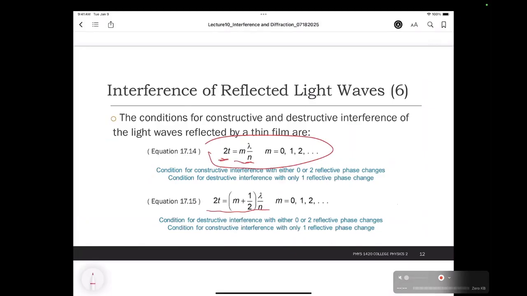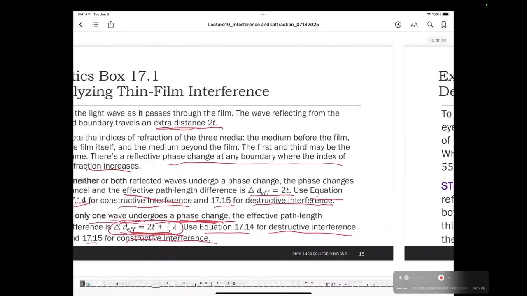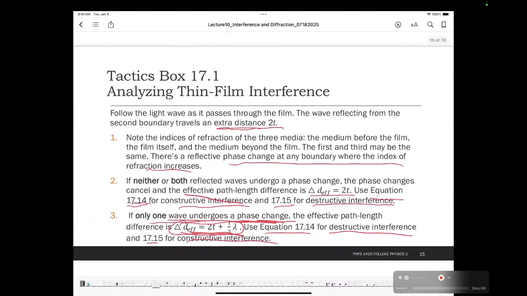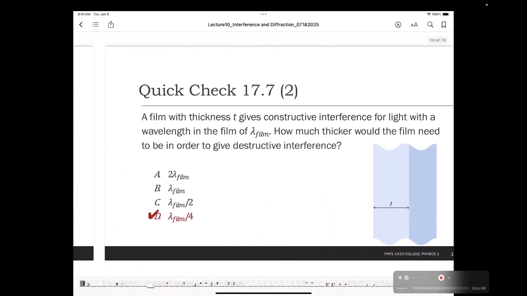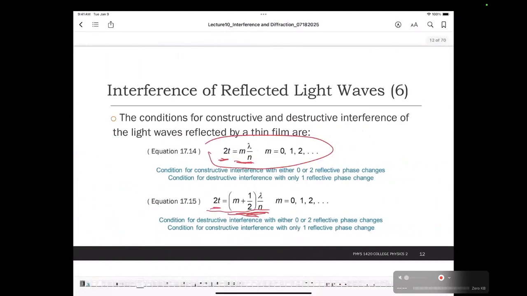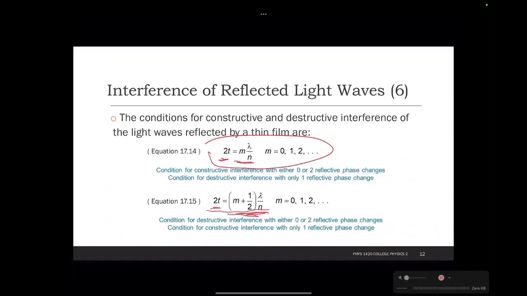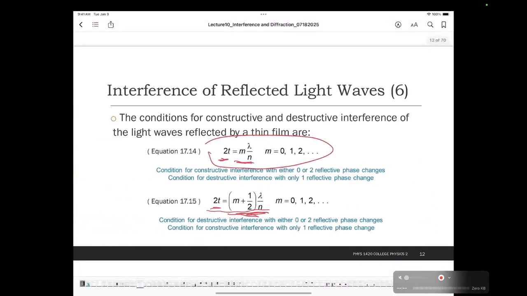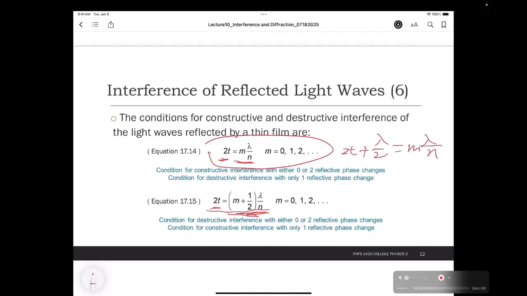The difference equal to this one will be constructive, and 2t equal to this one is destructive. It is obvious, am I right? But if the distance is 2t plus half lambda, and it is constructive, here the distance will become 2t plus half lambda, am I right? Equal lambda. And you can see here it is just plus lambda.